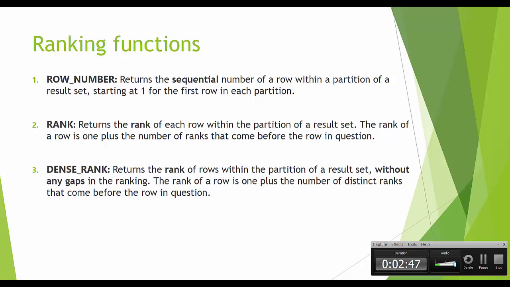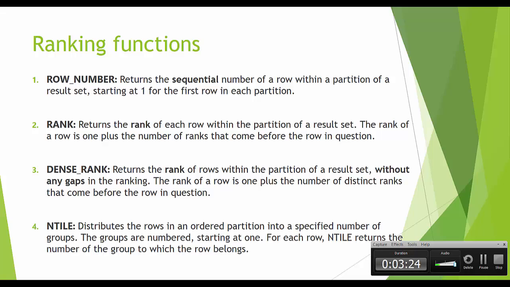It will start from 1, like ROW_NUMBER and RANK, but you won't see any gaps in the ranking sequence. The fourth one is NTILE. NTILE is not a ranking as such, but it distributes the rows into different groups based upon the order of the result set. So we'll see all of them one by one.